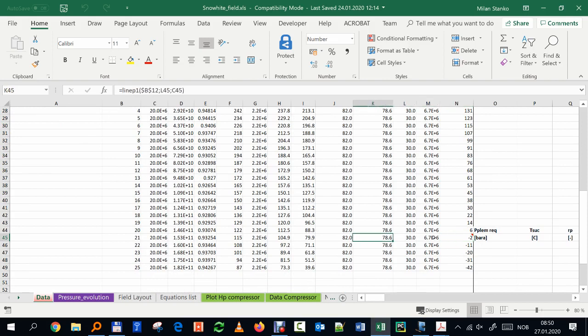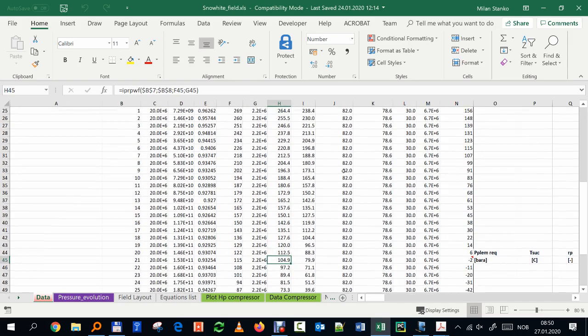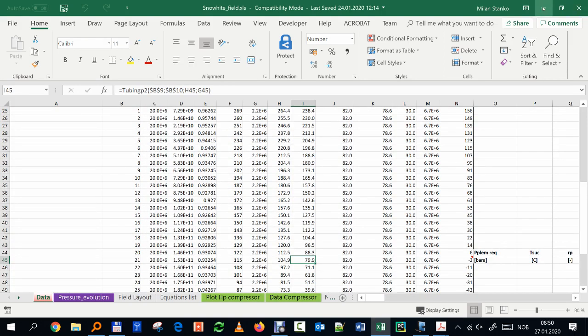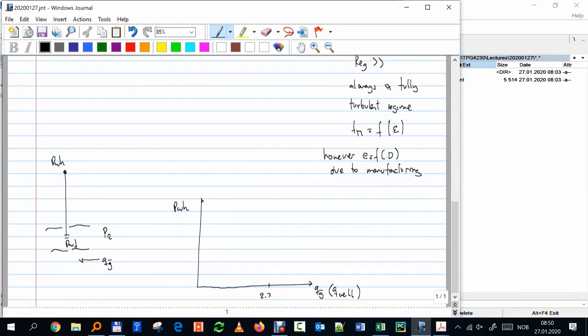Let's go exactly to this time, 21. For 21, we have a wellhead pressure of 79, okay, 80, and the well rate is 2.2, times 10 to the 6. And we know this will be 80, and this axis is in bar. That's what we have at this time.